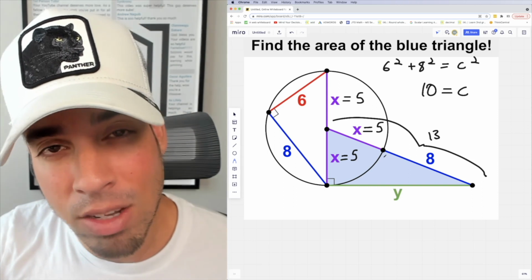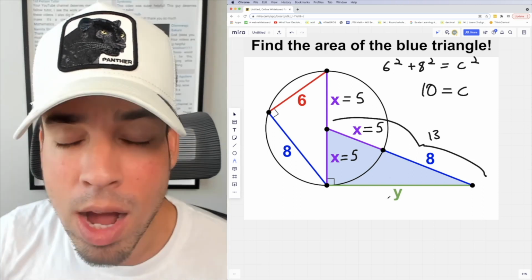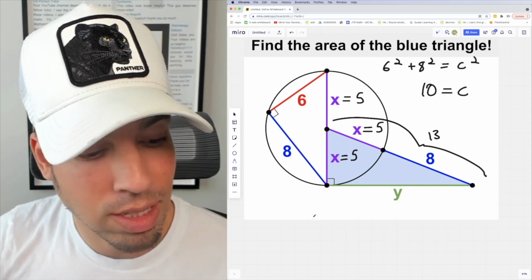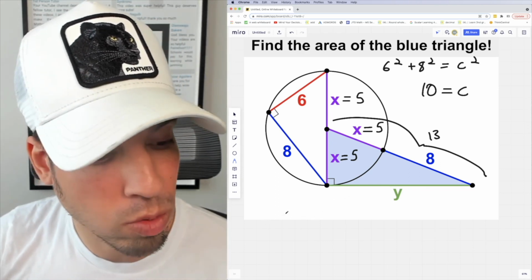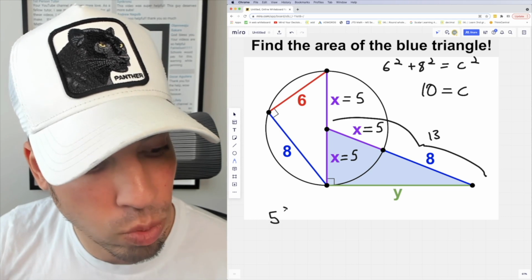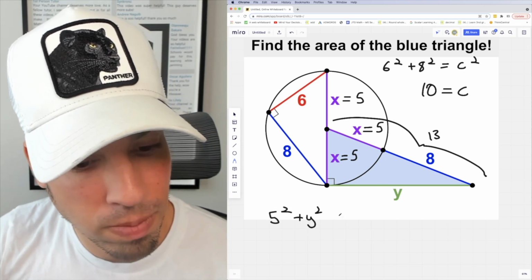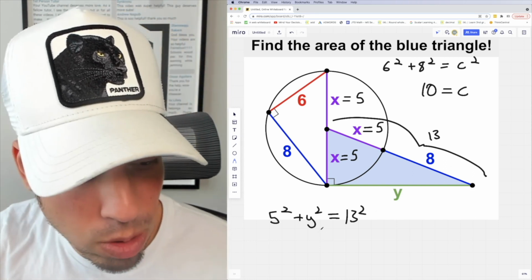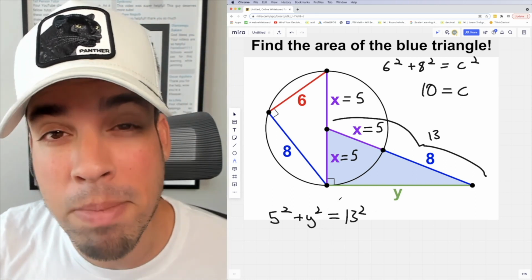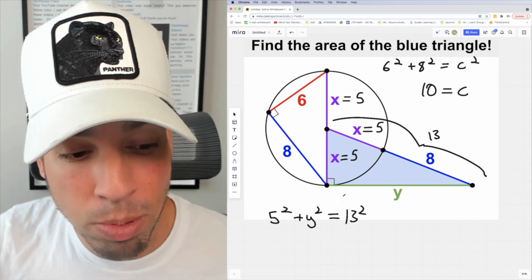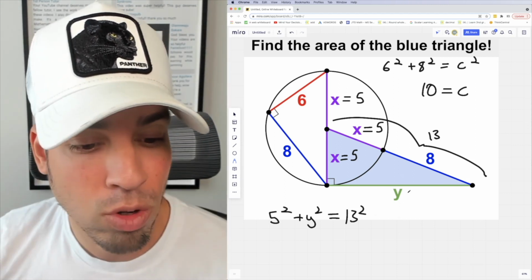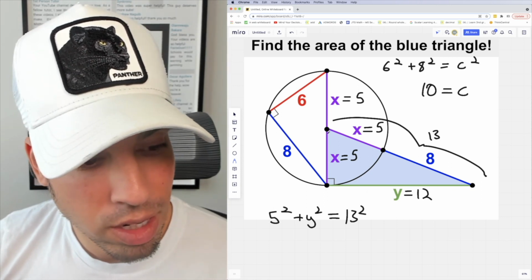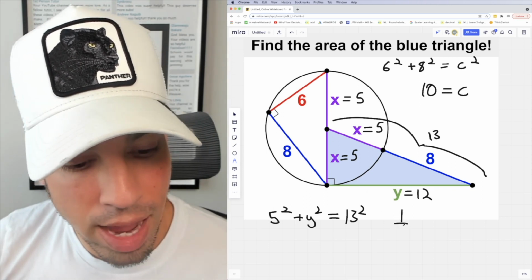Again, I can now use Pythagorean's theorem to figure out what y is, and I need y to calculate the area. But you can also see that it's part of a Pythagorean triple. So we can set it up both ways. 5 squared plus y squared equals 13 squared, and then you could solve this equation and figure out what y is. Or if you remember that it's part of the special Pythagorean triple 5, 12, 13, you know that y has to equal 12.